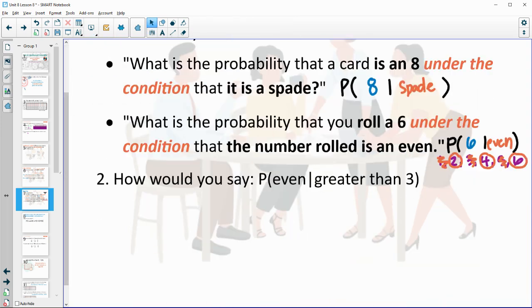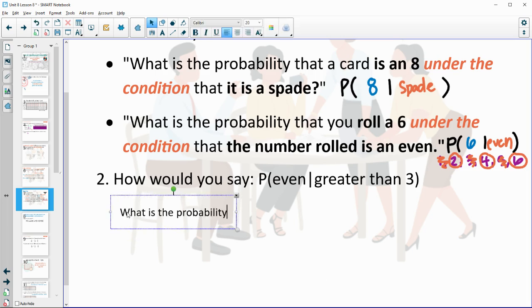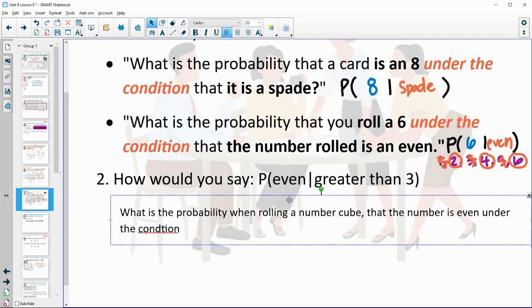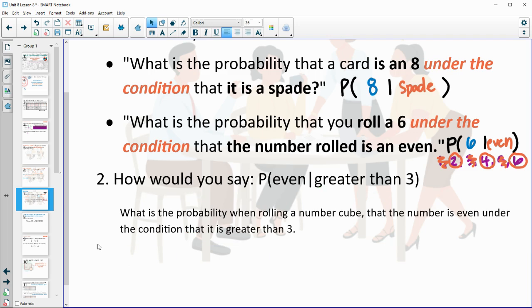And then number 2, we actually want to write out how we would say this event. We would say, what is the probability? And this one should say that it's talking about rolling a number cube, so let's put that in there. What is the probability, when rolling a number cube, that the number is even under the condition that it is greater than 3? So we already know that it's greater than 3. What's the probability that it's even?